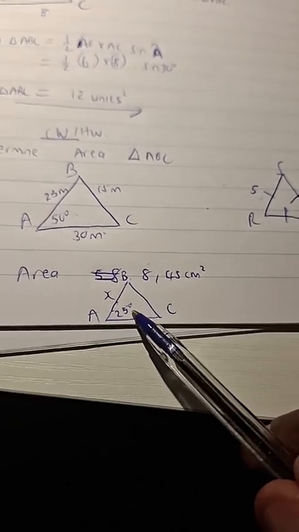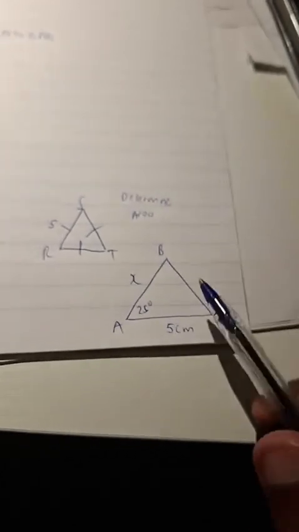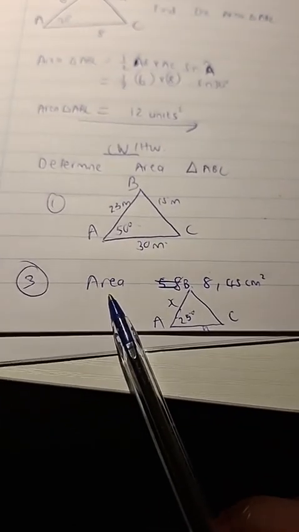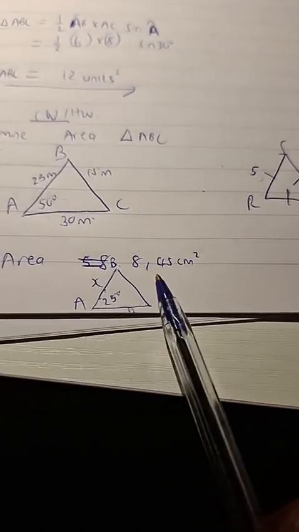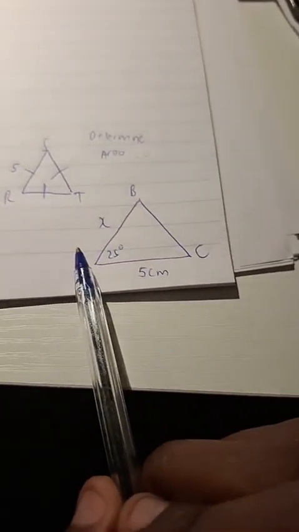Okay, that's the last question. Let me just redraw this diagram because it's too small. So here we are given a problem. If area is 8,45 centimeters squared, then of course determine the value of x.